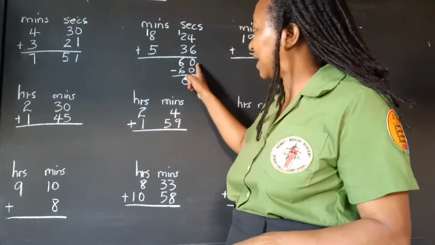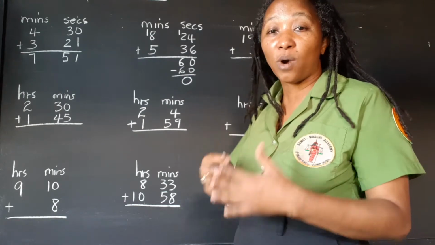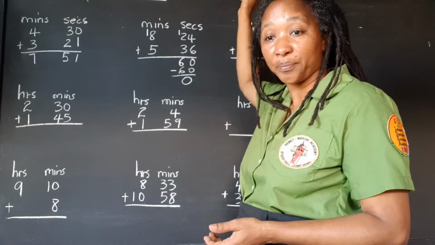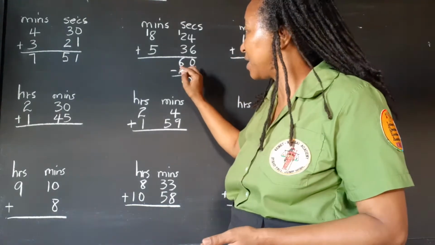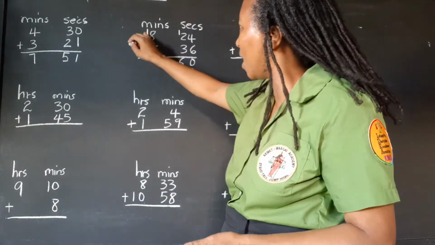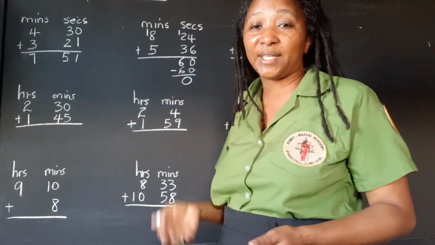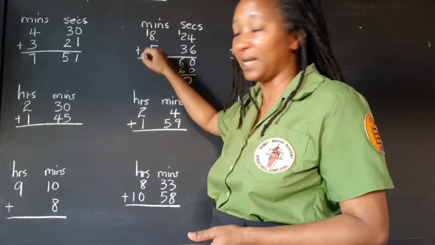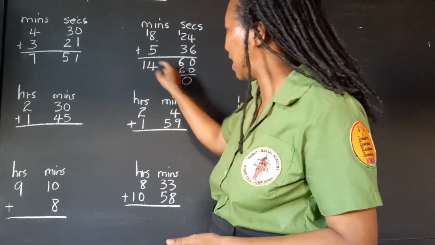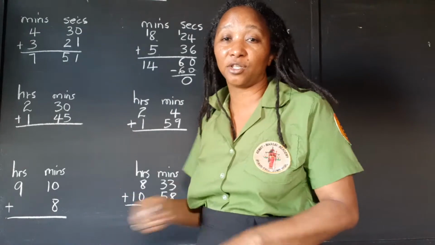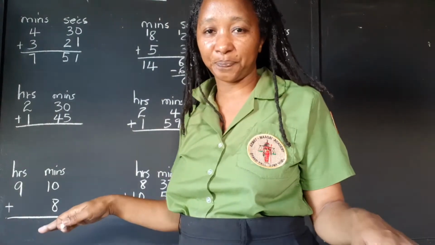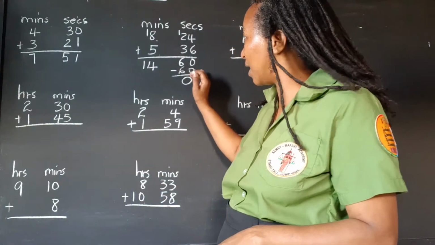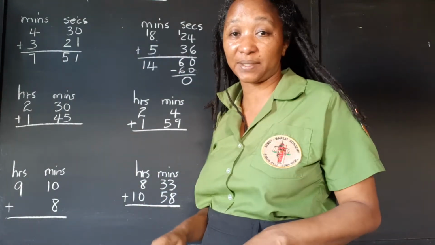We got 60 seconds, but that's 1 full minute, because 60 seconds make 1 minute, right? So we have to transfer this 60 seconds as 1 minute and add it with the minutes. So that's 8 and 1, 9 and 5, 14 minutes and 0 seconds. Just 14 minutes flat. No additional seconds, because the 60 seconds that we got, we bring it over to the minutes.